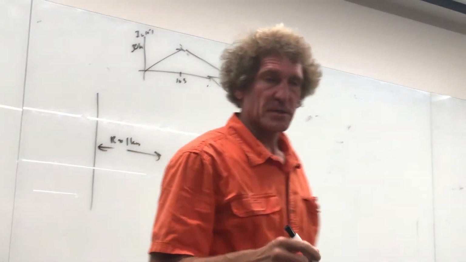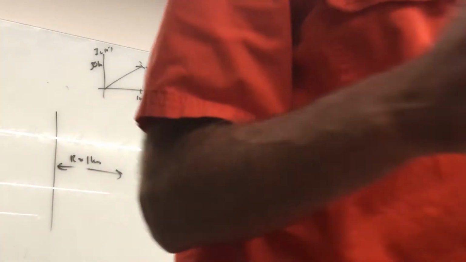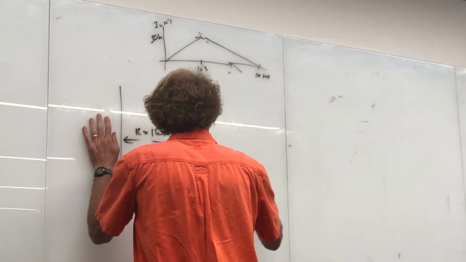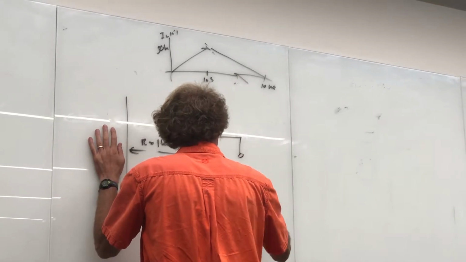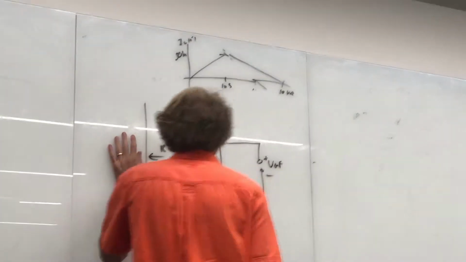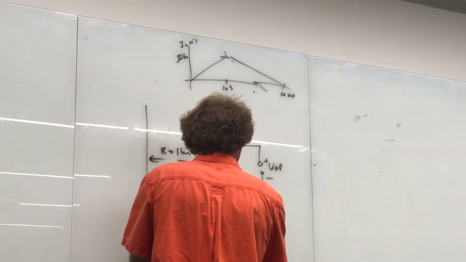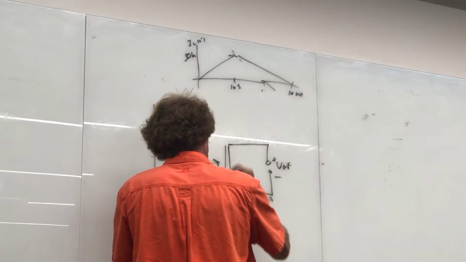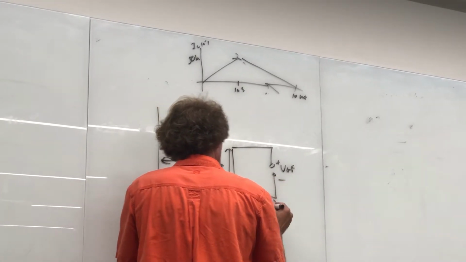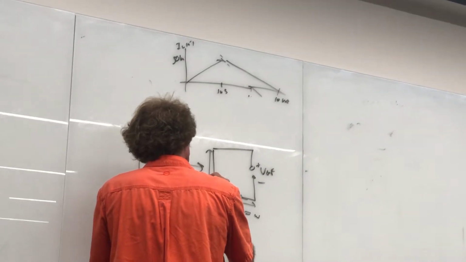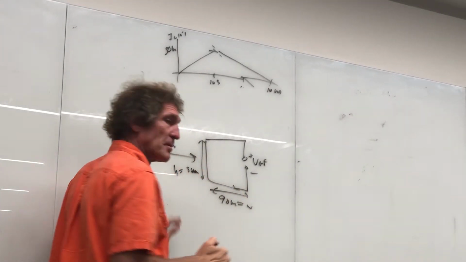You've got to see the picture. Oh, here you go. They want this induced voltage, the EMF. And what are the dimensions here? The width is 90 meters and the height is 3 meters. Call that W, and call that H equal to 3 meters. That's a weird dimension.